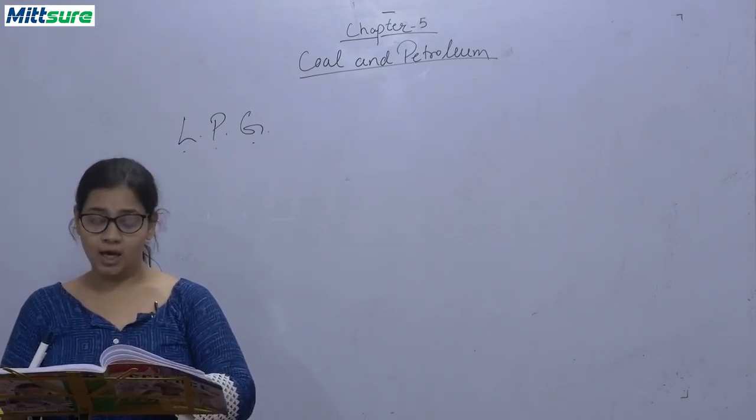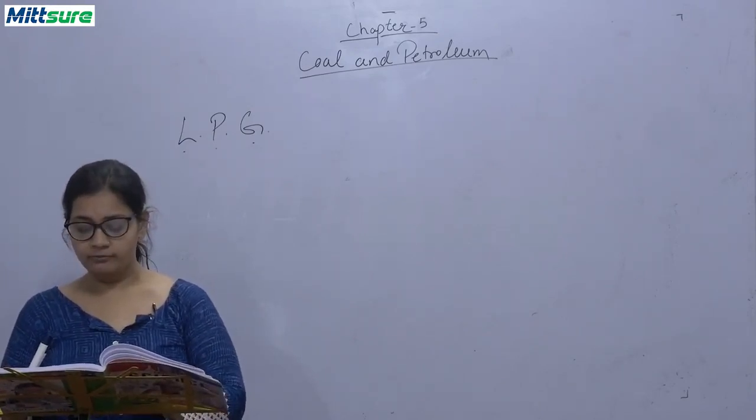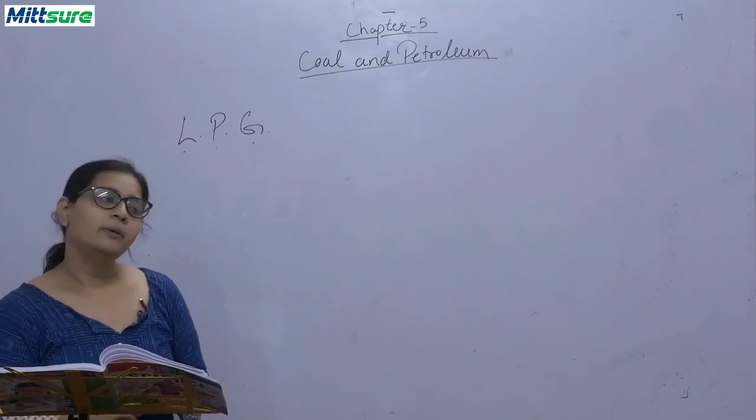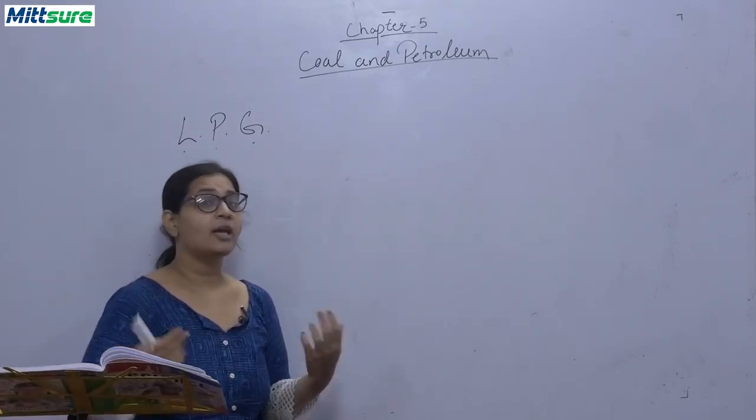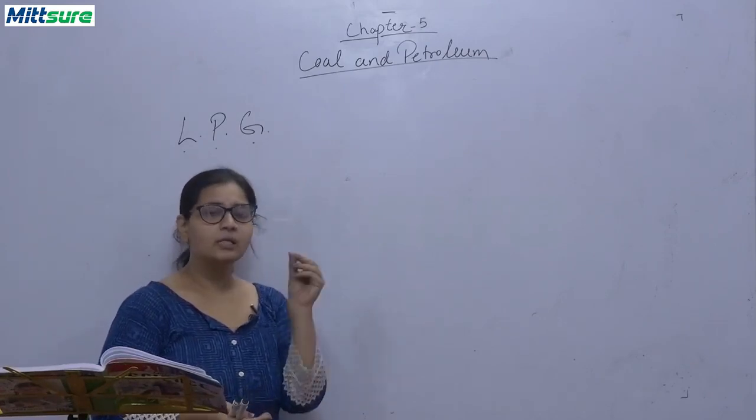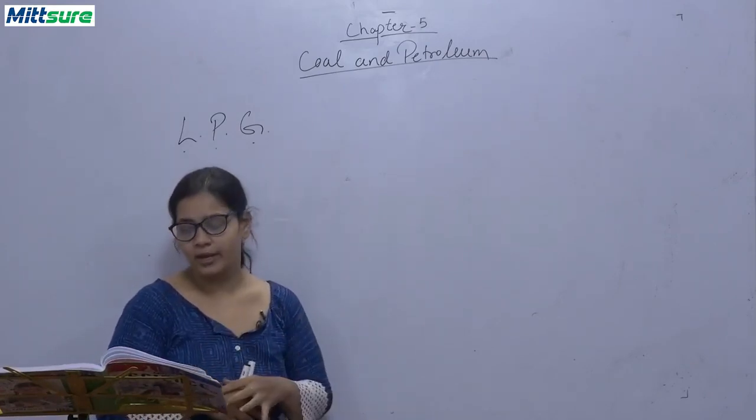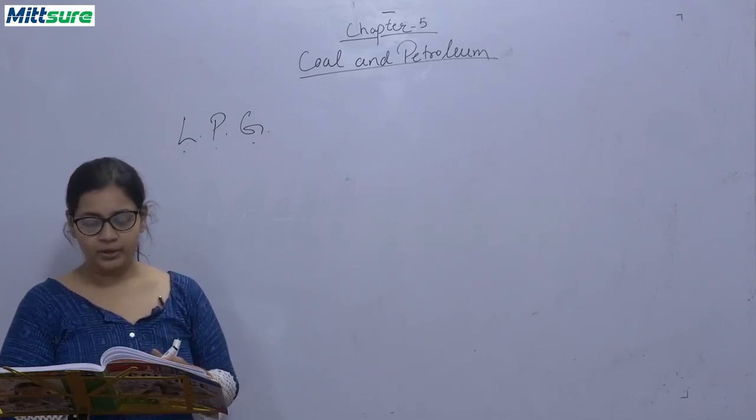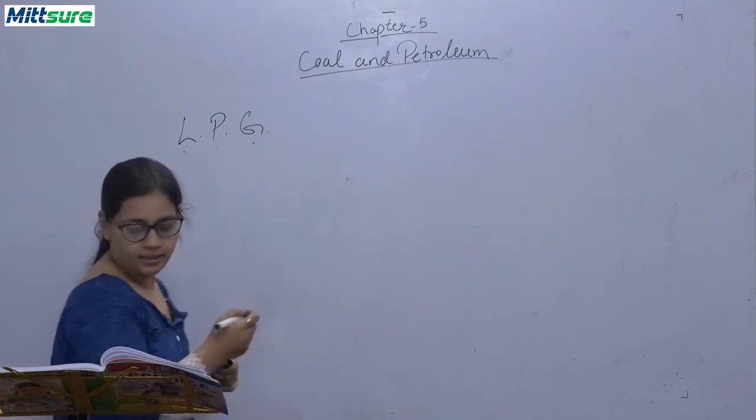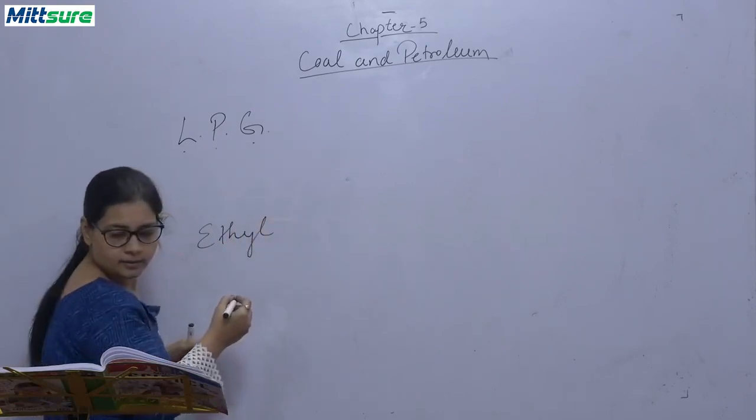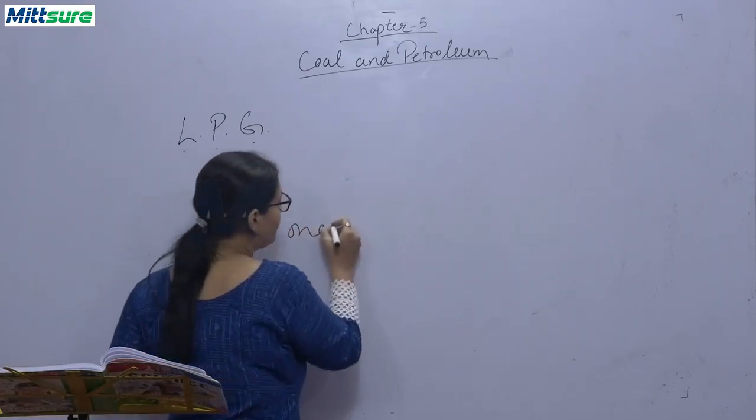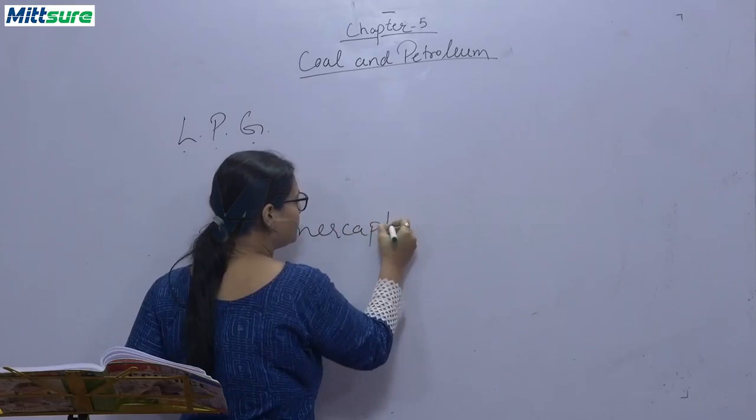To avoid any harm, students, suppose a cylinder is there and it is leaking and it may catch fire very easily. A single spark can cause a very large fire. So what happens? A substance is added, and the substance is ethyl mercaptan.